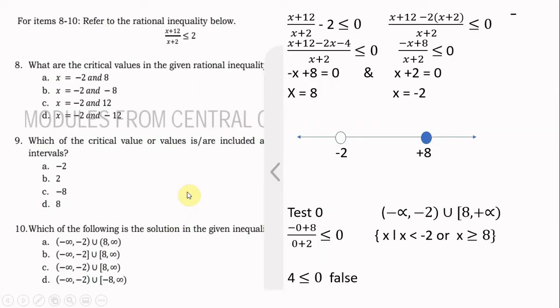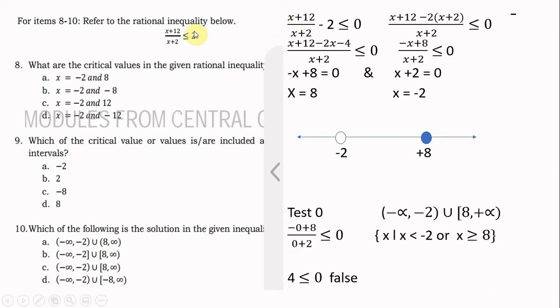Next, for items number 8 to 10, refer to the rational inequality below. So x plus 12 over x plus 2 is less than or equal to 2. So this time, how are you going to solve this? Now, it's not the same as solving a rational equation. So we have to transform this or change it to general form.